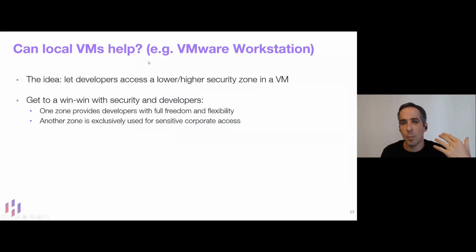There's also an approach of trying to put some kind of local virtual machine on the developer's device, for example, with VMware Workstation or Hyper-V, and letting developers access a higher or a lower security zone on their devices locally in a separate VM. So you have one operating system, which is, let's say, your corporate environment, while another operating system in a VM is a risky environment, an unlocked environment where you can do more as a developer.